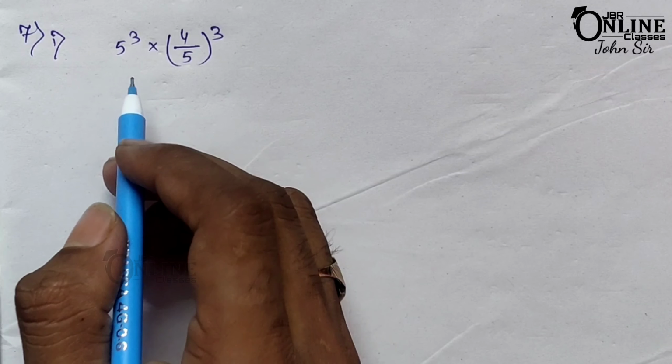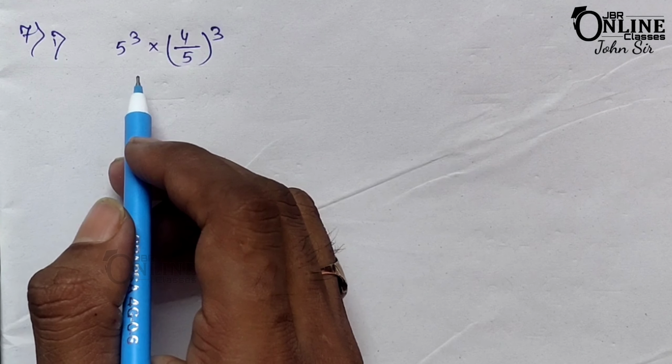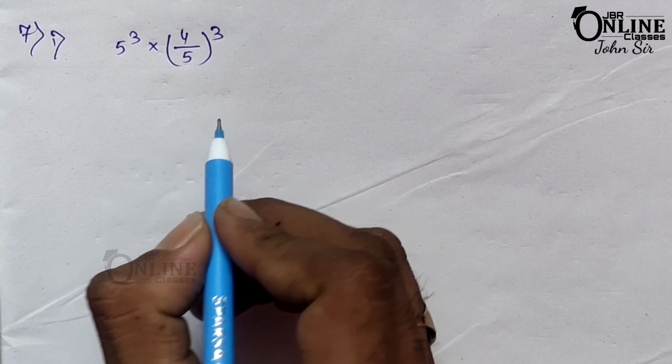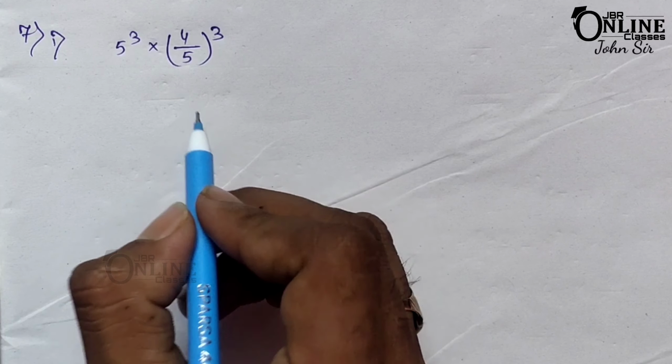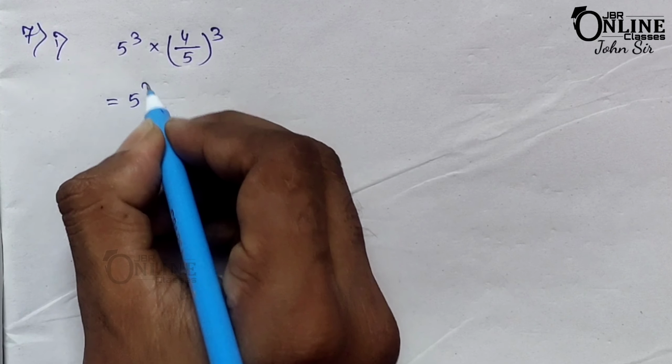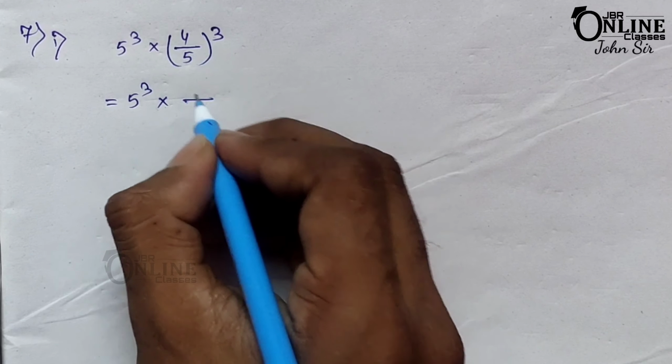Sum number 7. Simplify and write in exponential form with negative exponent. Remember that, with negative exponent. So here 5 to the power 3, and as here 4 by 5 whole to the power 3.